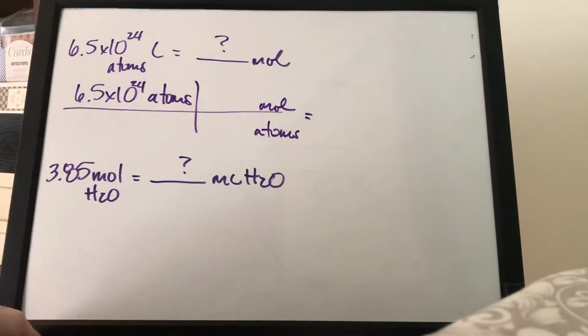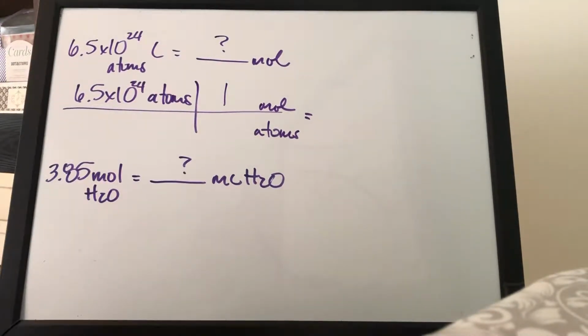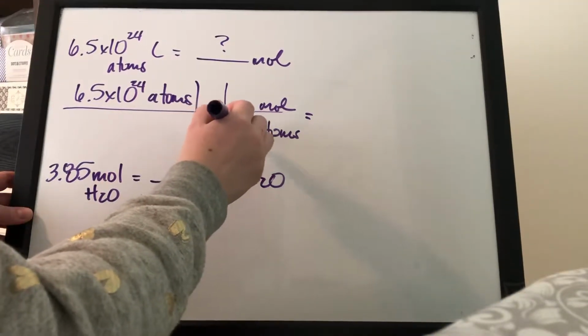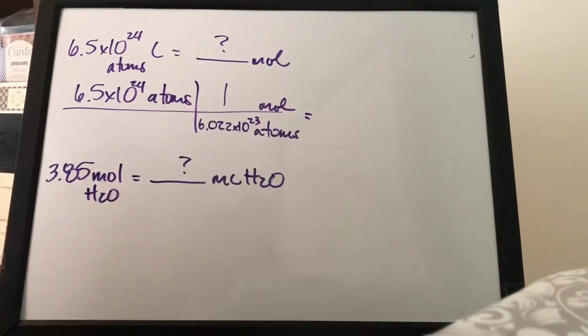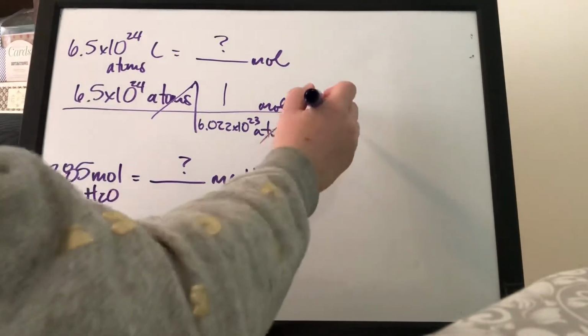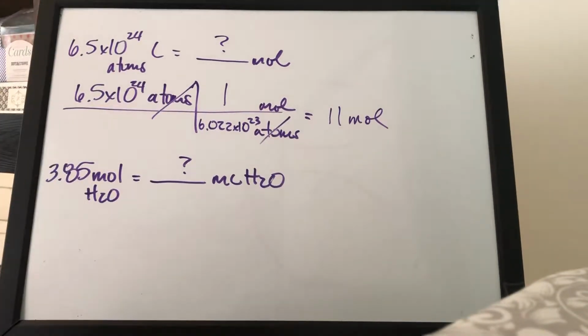As before, the number that always is with moles is a 1. So 1 mole, and then this is where Avogadro's number comes in. There are 6.022 times 10 to the 23rd atoms in a mole. If you notice your atoms cancel, all you have to do is your math, which in this case is division, and you will round to 2 sig figs this time because of the 6.5, which will give us the number 11 moles. So that's the answer to my first one.